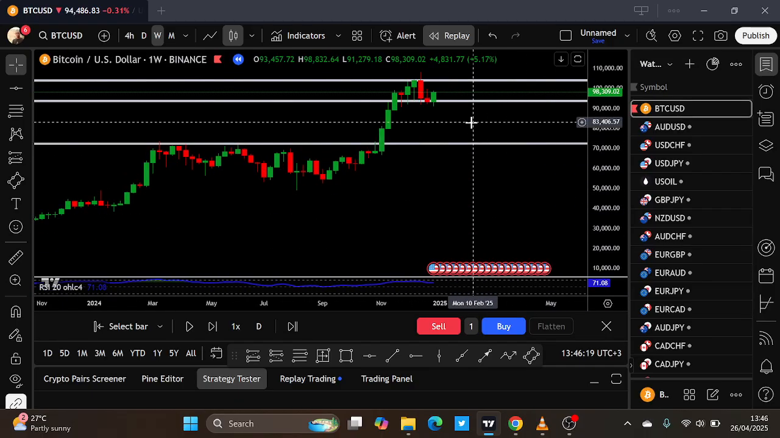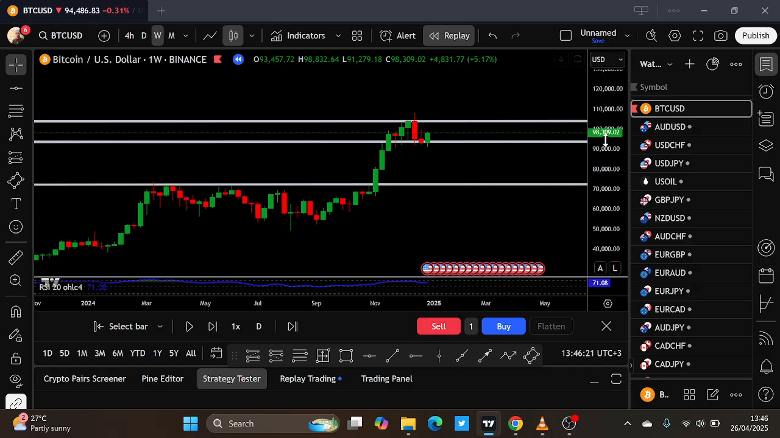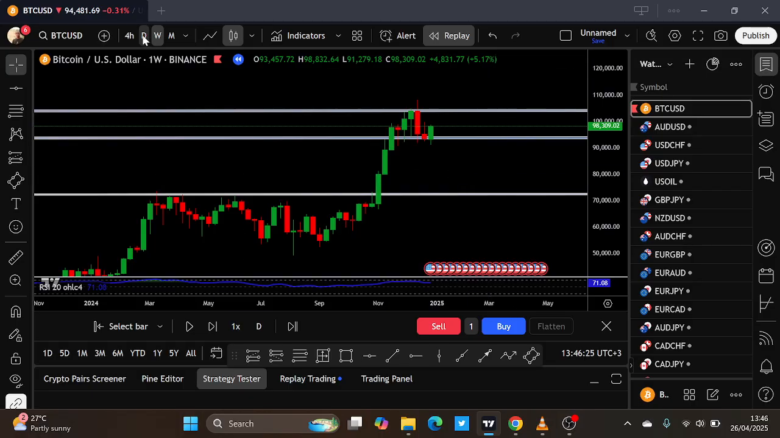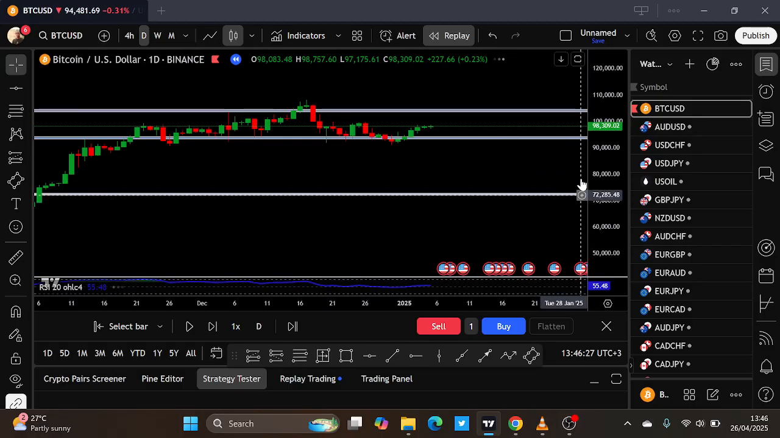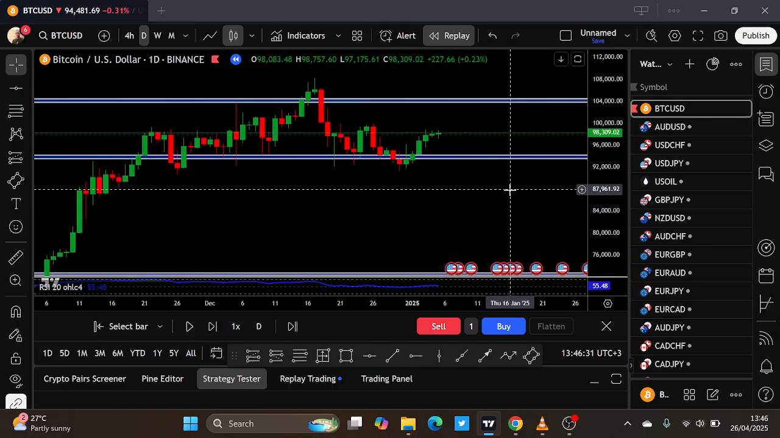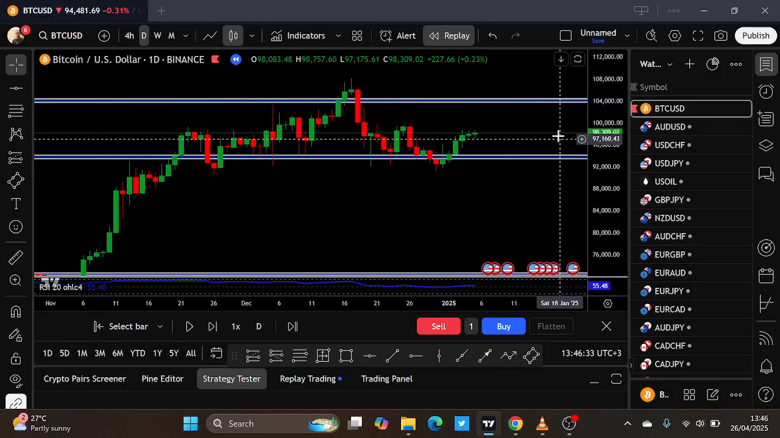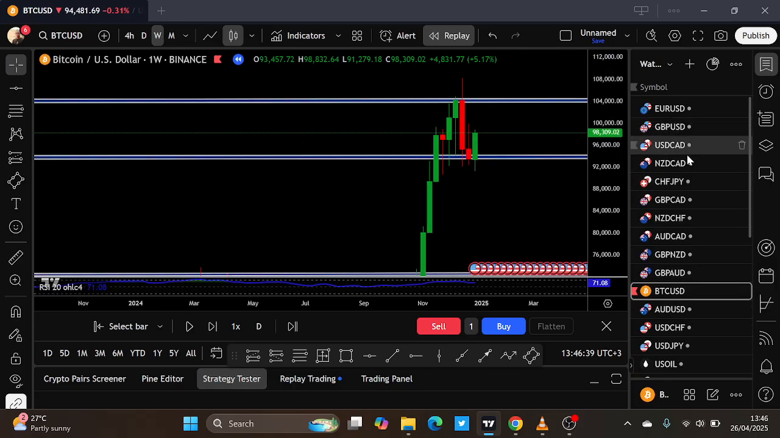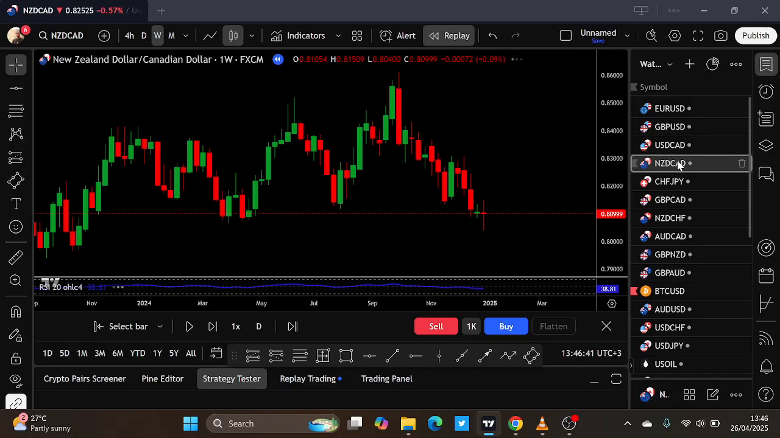BTC has reached a critical point, so we are waiting for it to decide where it wants to go before we can actually sell it. It is retesting this support here, so we are waiting for BTC to decide where it wants to go before we can actually sell it.